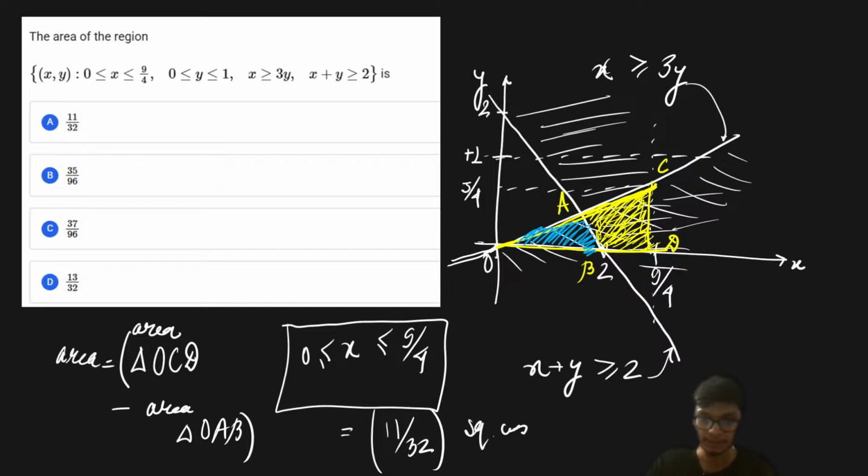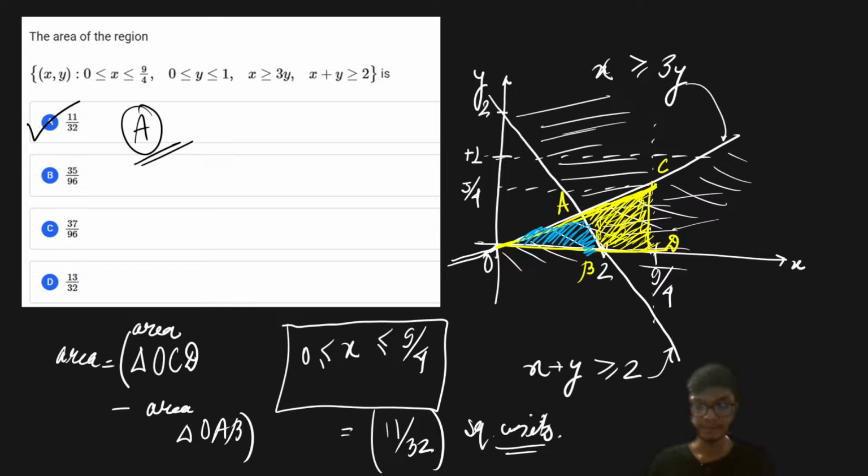Anybody getting the same answer? Please let me know. From here you will see that option A is going to be the correct answer for this question. Is this clear to all of you? Yes, no, anything? Alright, if this part is clear, let's move to the next problem.